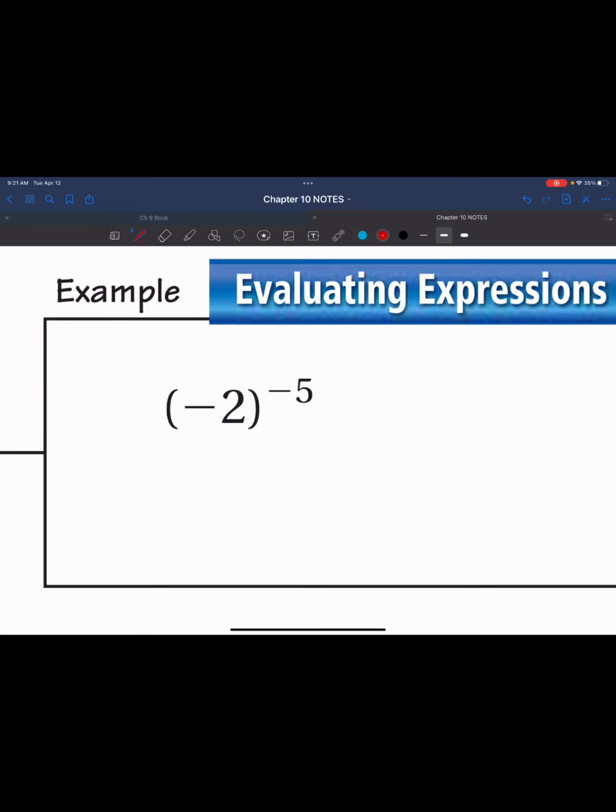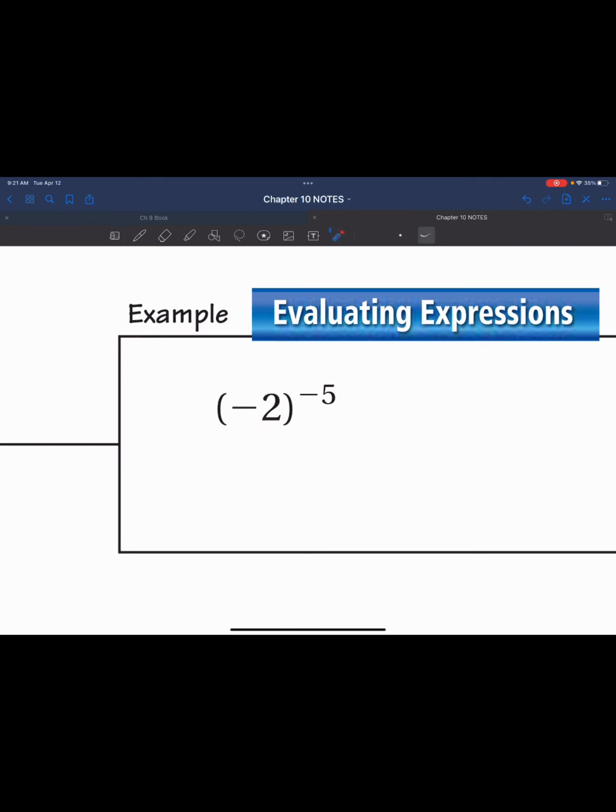I've got (-2) to the -5th. Now, before I can do any solving, I've got to turn this into my little fraction, right? So what I'm going to write first is, in parentheses, -2 to the 5th, but that negative is now my fraction bar. Crazy, right? Okay.